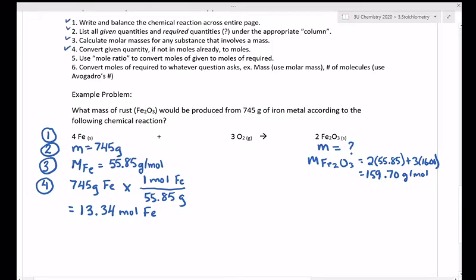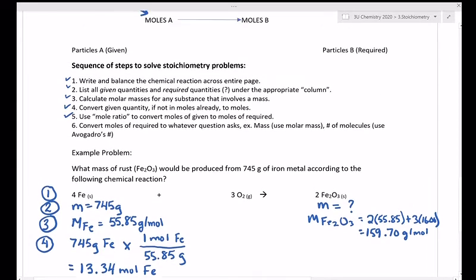Now, the magical thing about stoichiometry is these coefficients give you this thing called a mole ratio that lets you literally hop from one substance to an entire different substance. So of course we want to hop from iron over to iron oxide, and there's a relationship of 4 iron to 2 iron oxide. That is the mole ratio. So number 5 says use the mole ratio to convert moles of given to moles of required. So let's add that to our diagram.